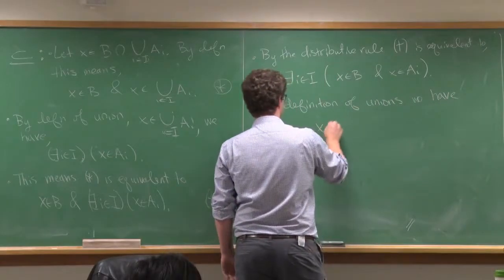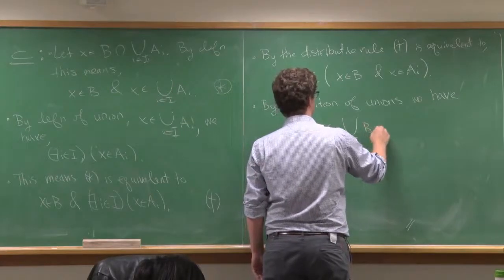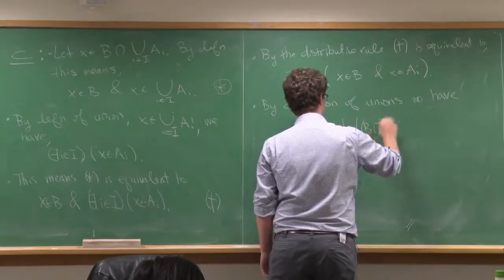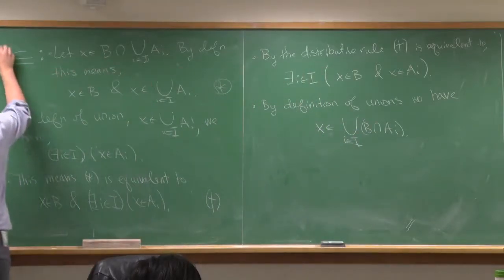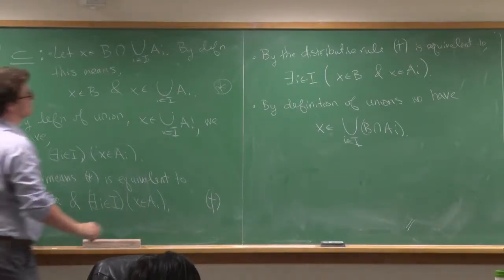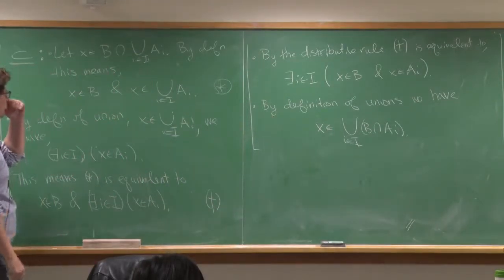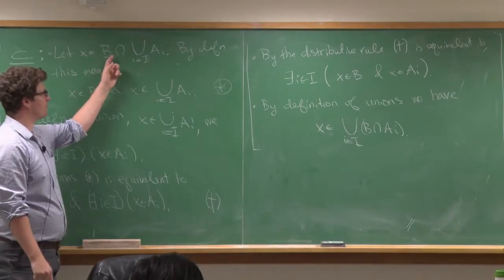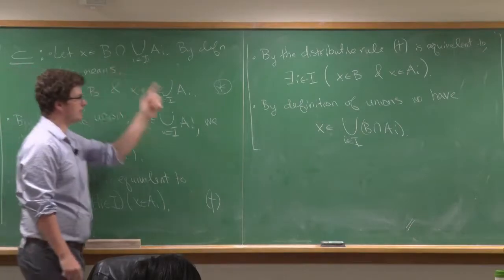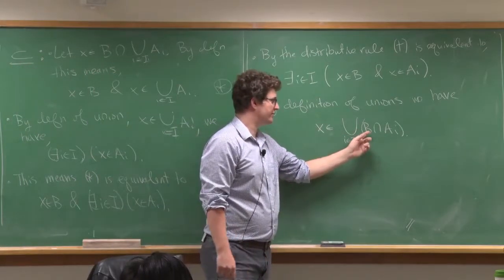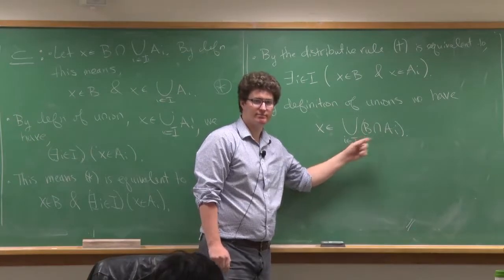X is an element of this union, B intersect AI. That's the definition of union. So this shows the first subset inclusion from here to here. How does the subset inclusion proof start? It starts with let X be in the thing that you want to show is a subset of the next thing. And it concludes by saying X is an element of the other part that you wanted to show it is an element of. All right?